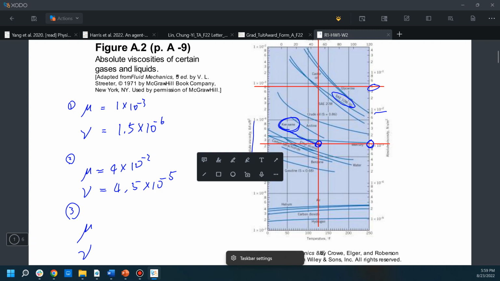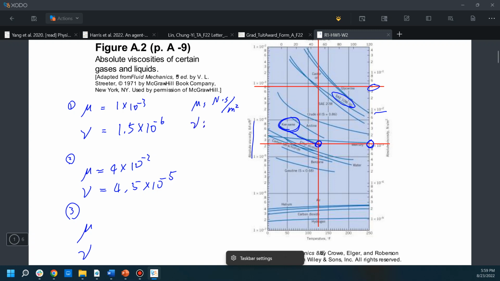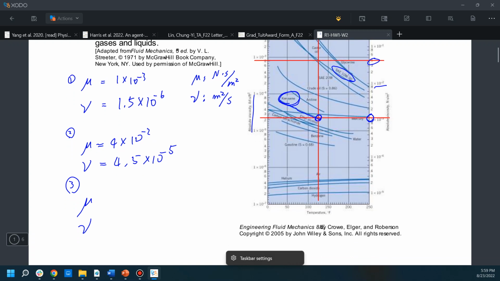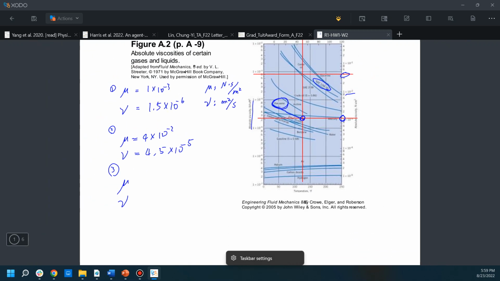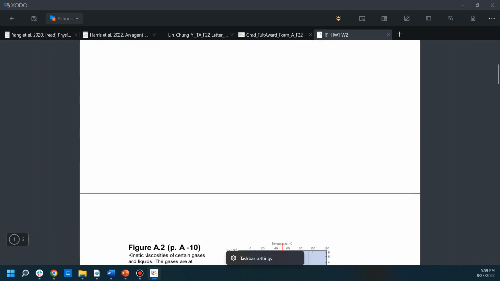The unit for the dynamic viscosity is N times s divided by meters squared, and for the kinematic viscosity, the unit is square meter divided by second.